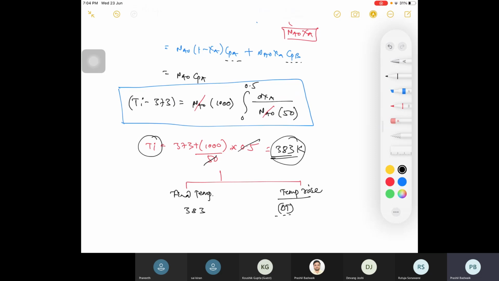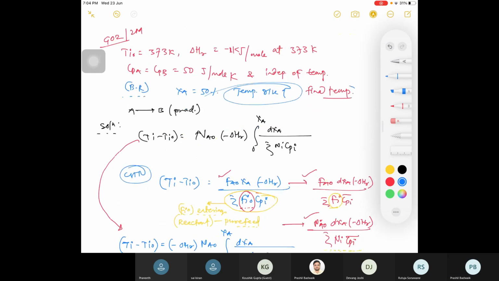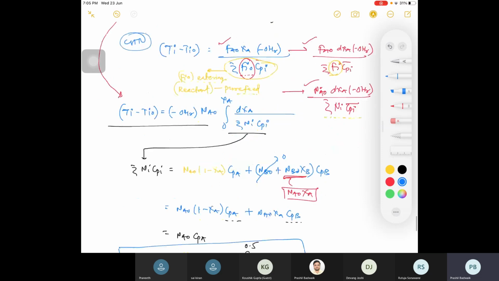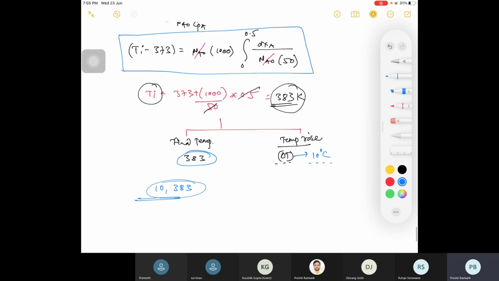And यहाँ पे हमें delta T पूछा है. We change here temperature rise and final temperature. So you need to write both. So your final temperature is this and temperature rise is 10 degrees Celsius. Are you clear with this? दोनों चीजें पूछी है. So you can write 383 comma your 10 or it is first written temperature rise, so 10 comma 383. Your answer.